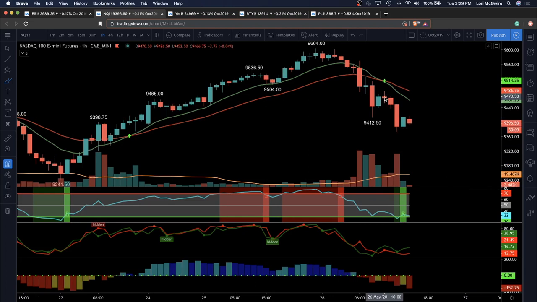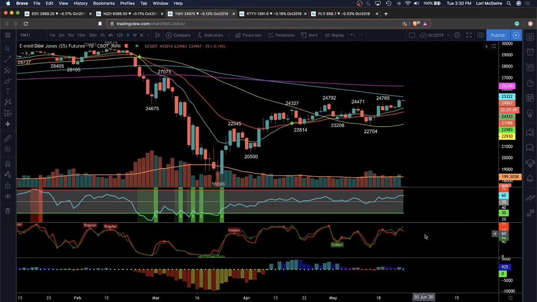So your short-term resistance on NASDAQ is 948650 and then 9604. And your supports are 9373 and then 9336.